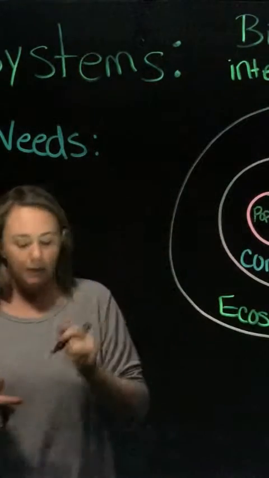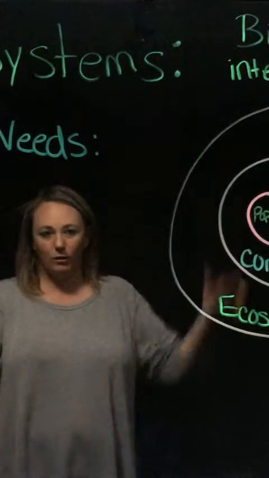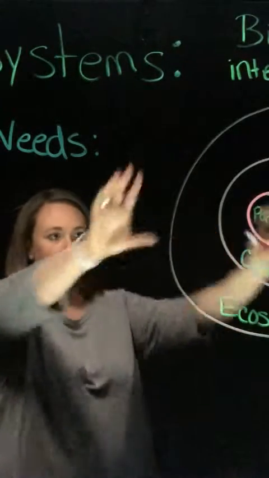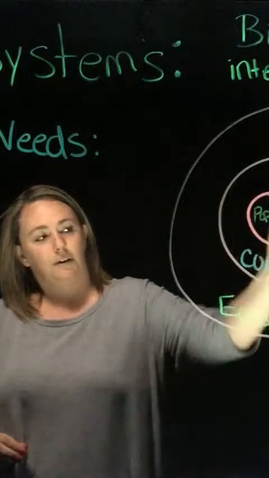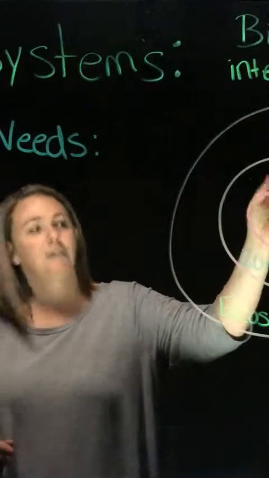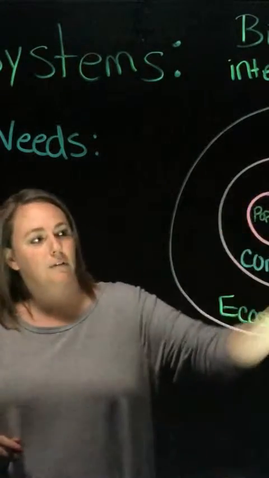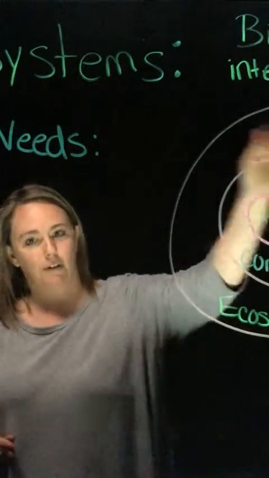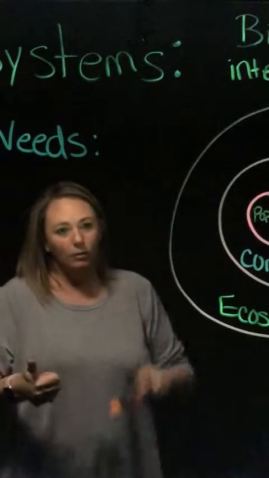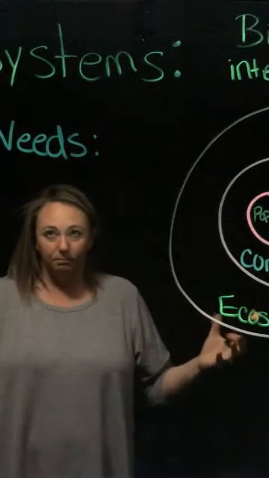So, in order for an ecosystem to work, you have to have living things with non-living things. That's what these circles are for. This small circle is population. The large one is the community, and the super large one is your ecosystem. So when you put people with non-living things, you have an ecosystem.